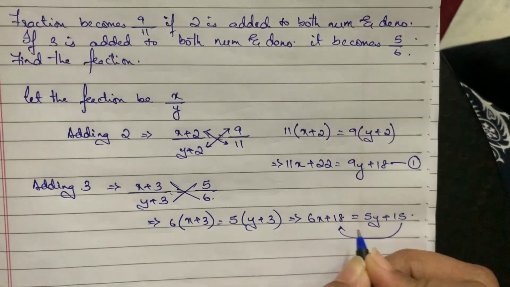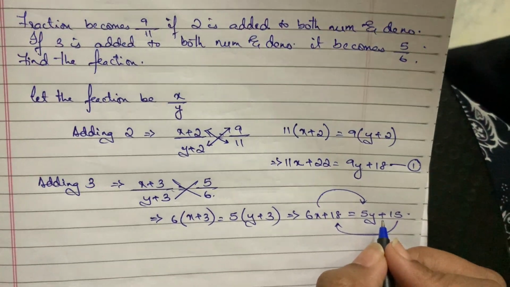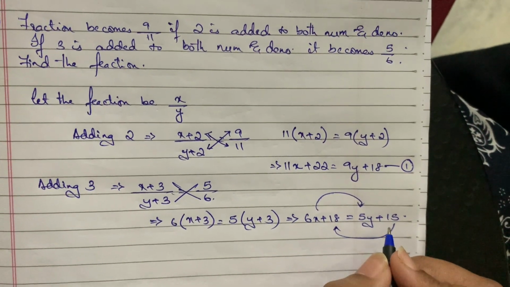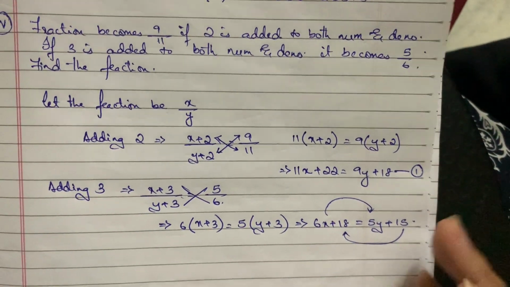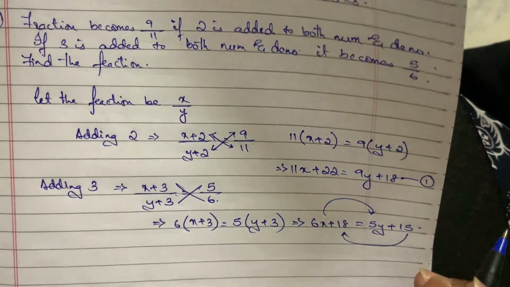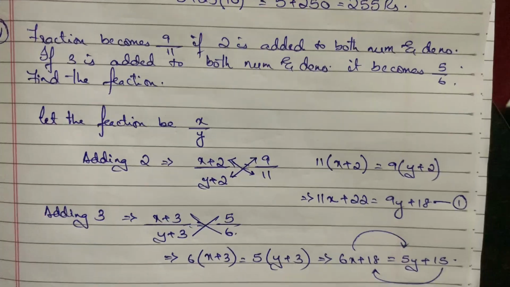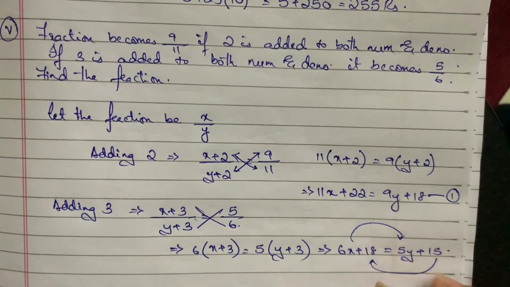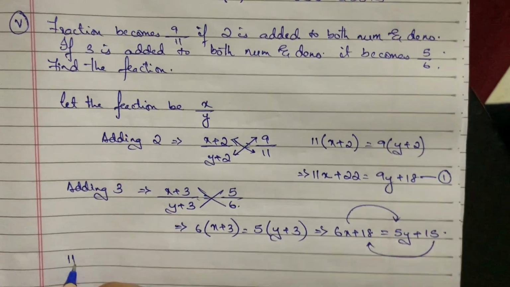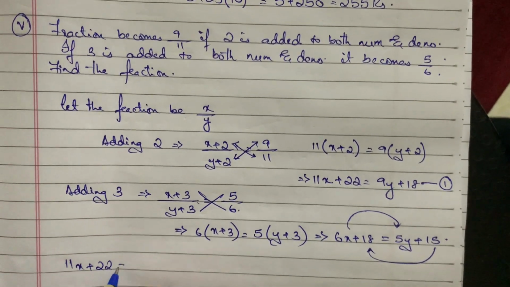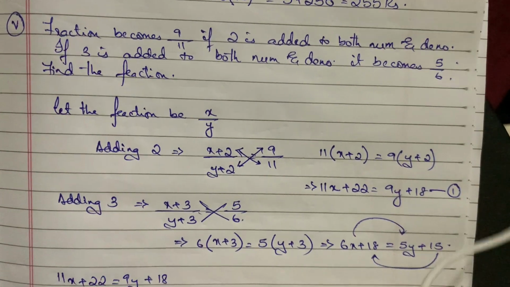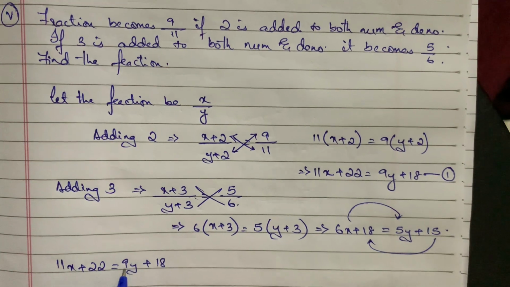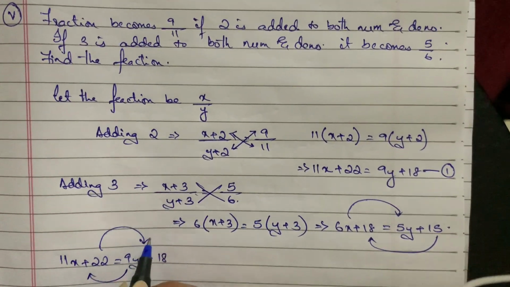Now putting all the numbers together, I did not simplify this equation. I had to simplify it, but I forgot to. So here, I will take these two equations and simplify them. 11x plus 22 is equal to 9y plus 18. I'm going to bring all the terms together and send them towards the other side.